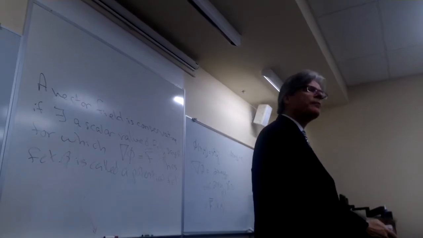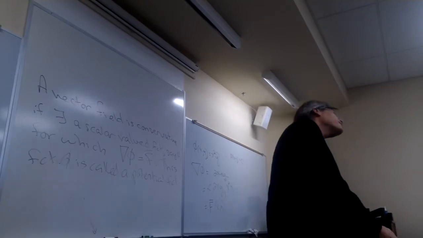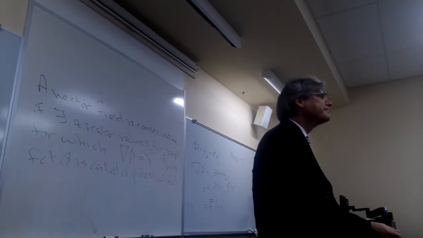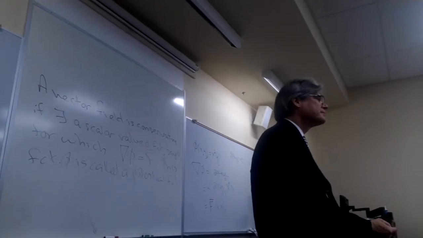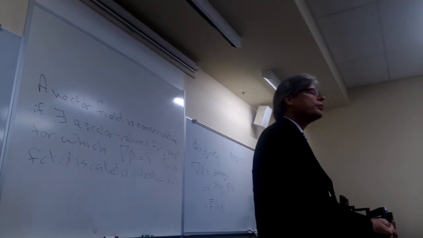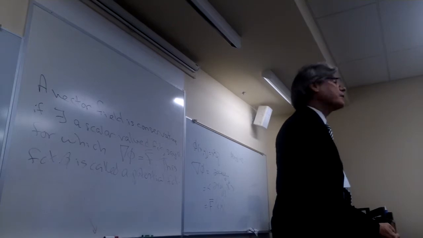Yeah, you treat this as a man-made definition. A vector field is simply conservative if you can go out there and find a corresponding potential function whose gradient vector is equal to your vector field. Conservative with respect to what? Well, no, it's not to anything. A vector field is conservative if you can find some scalar valued function phi.